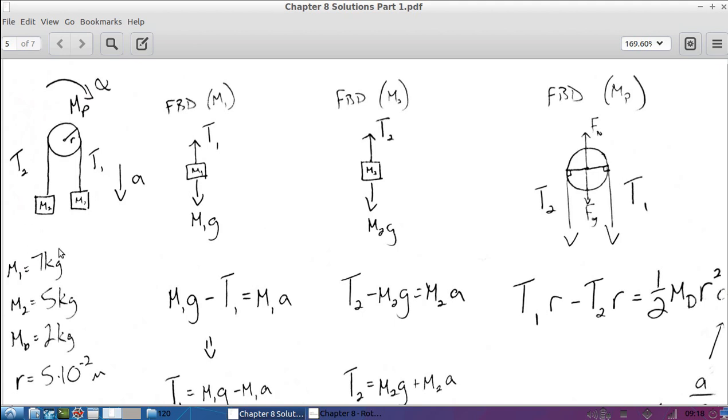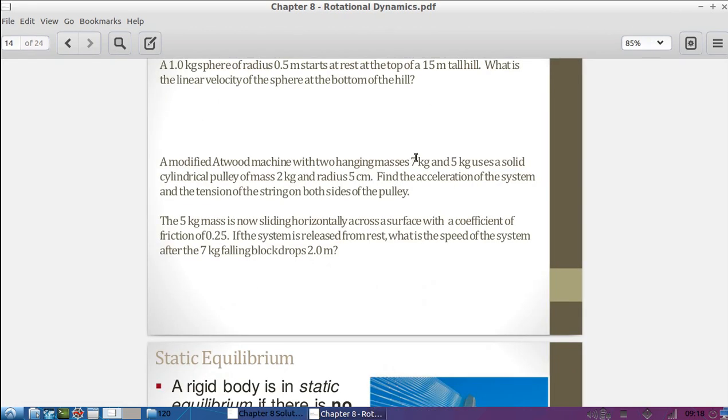So here's my diagram of the modified Atwood machine. So I know the two hanging masses, 7 kilograms and 5 kilograms. The pulley is a solid cylinder, so it's going to have, I've used the cylinder quite a few times, right?